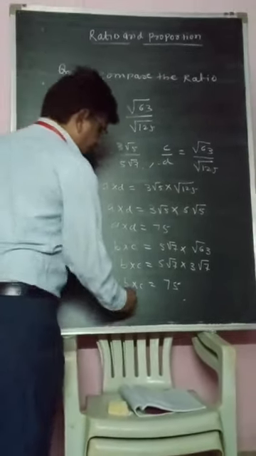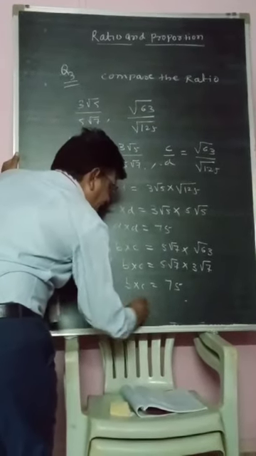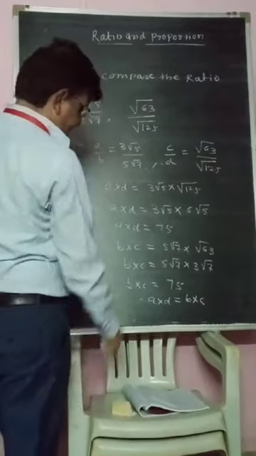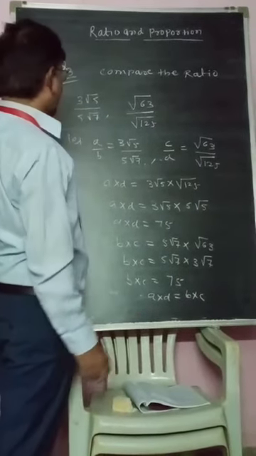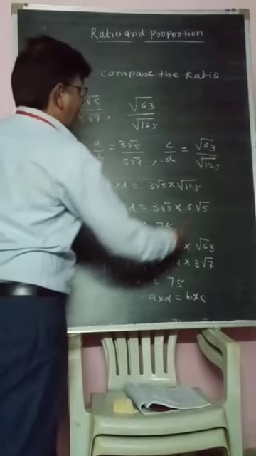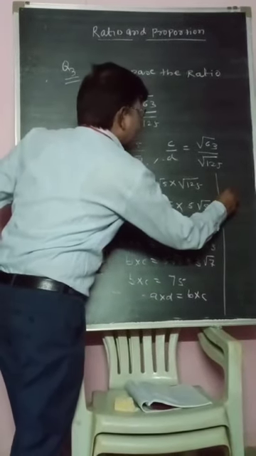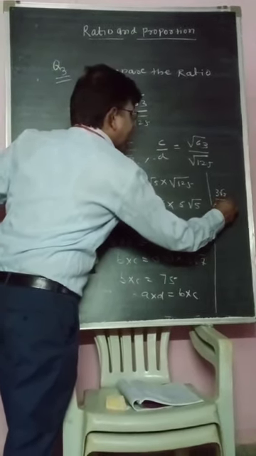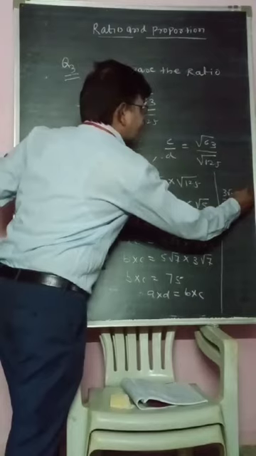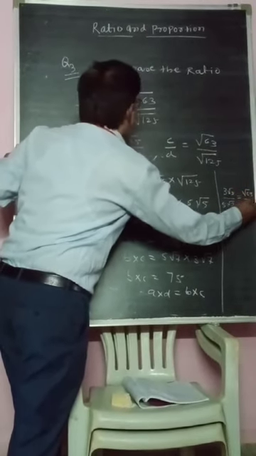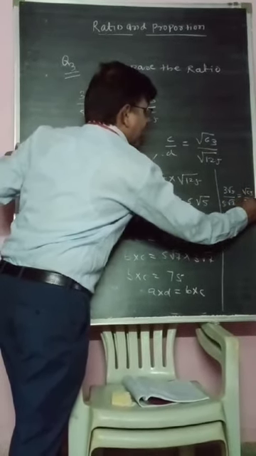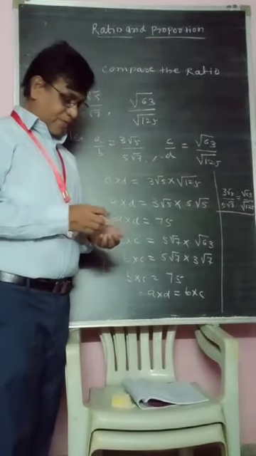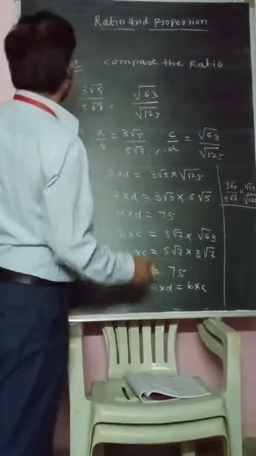Both are the same, means you can write here a into d is equal to b into c. If a into d is equal to b into c, means both are equal. That is, you can say that 3 root 5 upon 5 root 7 is equal to root 63 upon root 125. Both ratios are equal, right? In this way you can compare the ratios. Now come to the next.